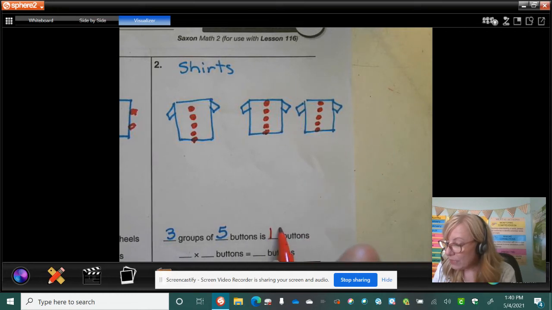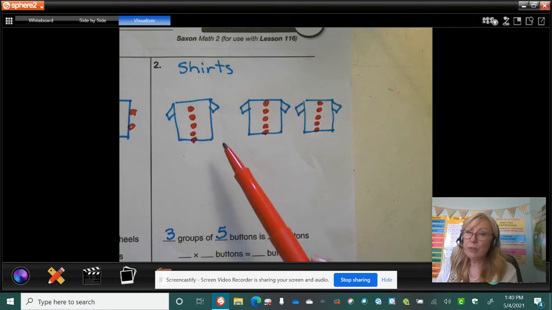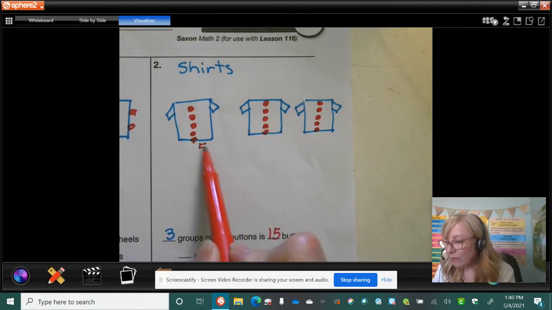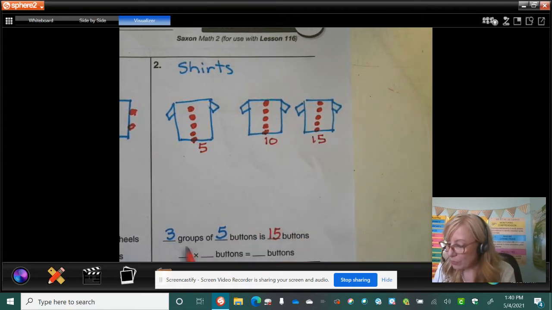I have 15 buttons. I'm pretty good at counting by fives too, and I know you guys are too, so we could have said 5, 10, 15. So 3 groups of 5 buttons, 3 times 5 equals 15 buttons.